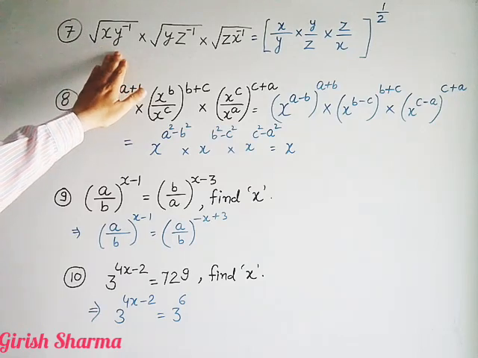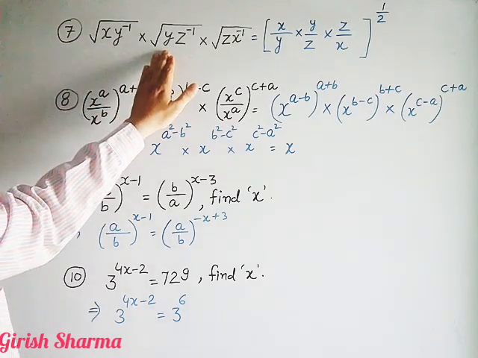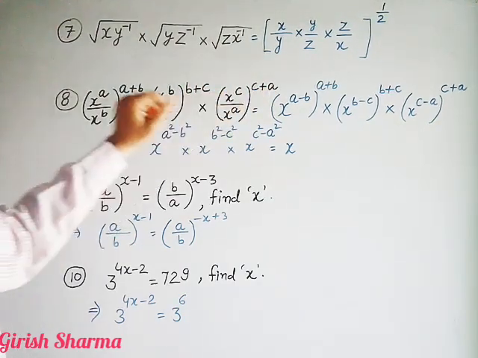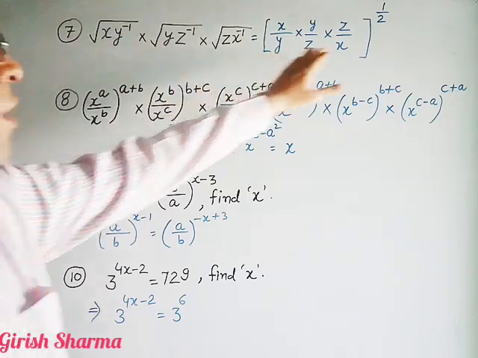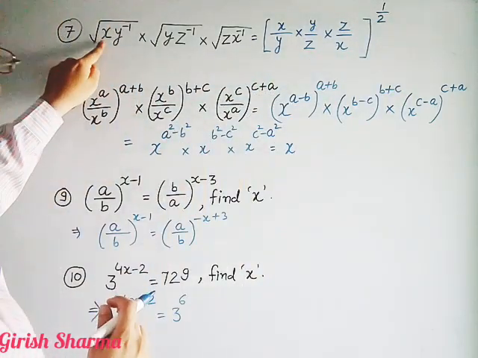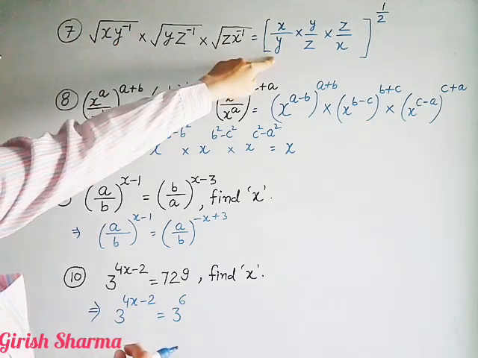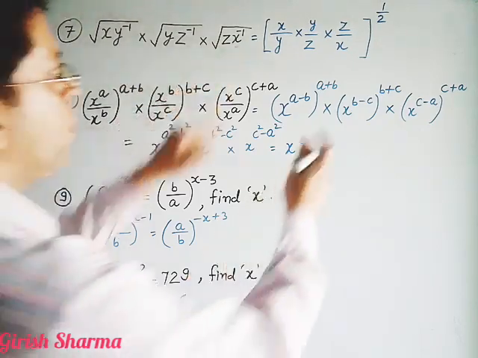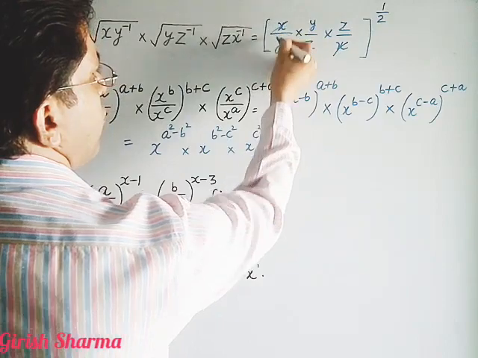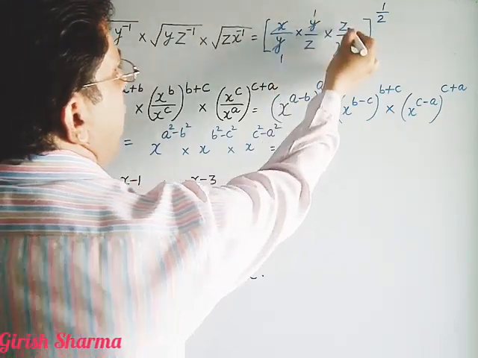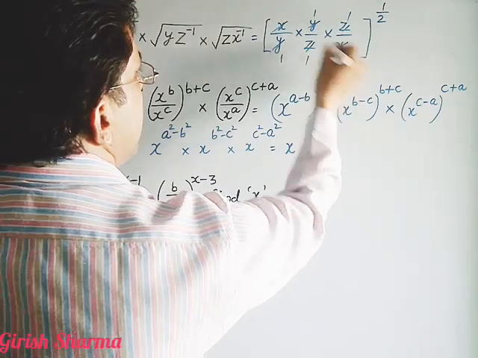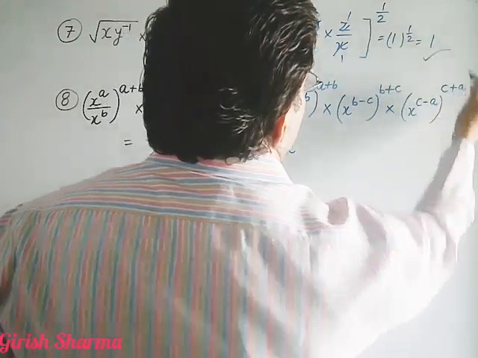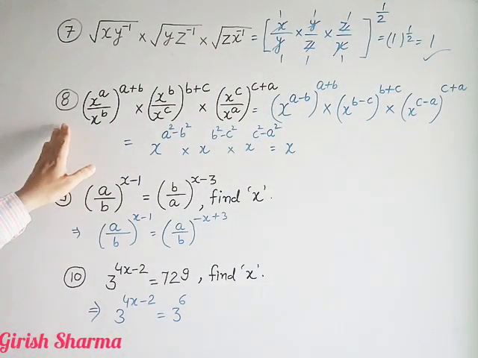Under root x into y power minus 1, into under root y into z power minus 1, into under root z into x power minus 1. So what we can write, see, taking under root common, I can write power 1 by 2. See here, x into y power minus 1, so I can write x upon y. Here I can write y upon z. This is z upon x. Okay, now see, cut x to x, y to y, z to z. 1 power 1 by 2 is equal to 1. Okay, now come to the next question.